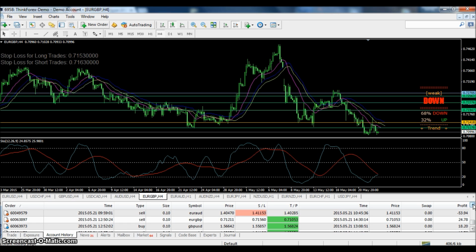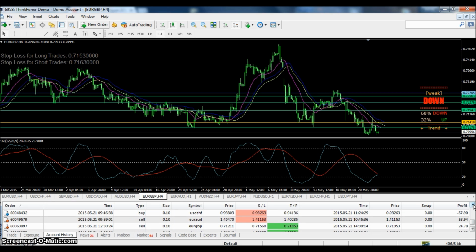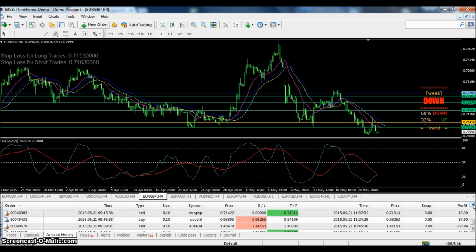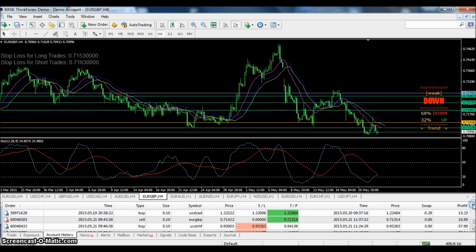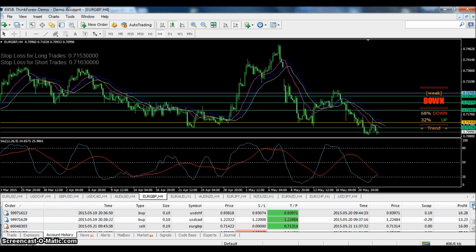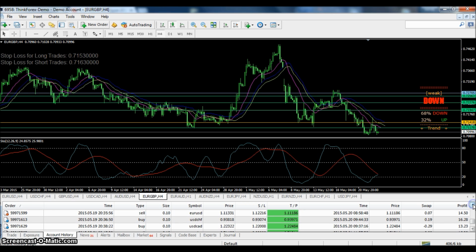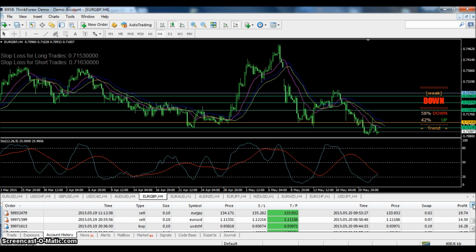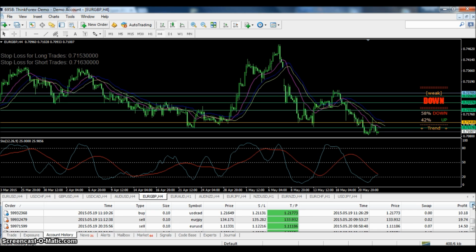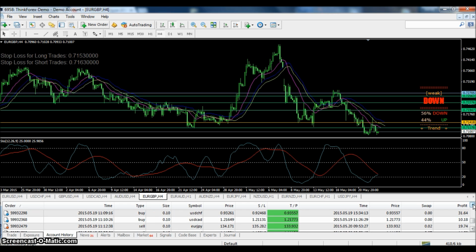And let's see, that was the day before. No, I took a loss for $53.94. There's a profit for $16. There's a profit for $13. There's a profit for $16. There's a profit for $14. Profit for $19. And let's see. Did I take that many orders out? I think that was it.